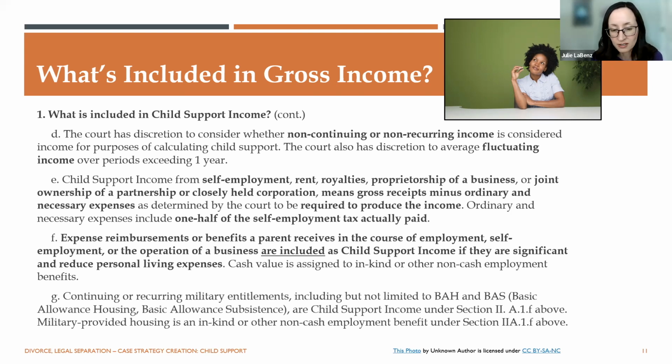Continuing or recurring military entitlements, including but not limited to basic allowance for housing and basic allowance for subsistence, are child support income. Military-provided housing is an in-kind or other non-cash employment benefit. So for anything where it's not clear what the actual monetary value of that benefit is, a cash value gets assigned to it. For military-provided housing, we don't know what that's worth, so what is a reasonable amount of rent that would be paid if they weren't in military housing?